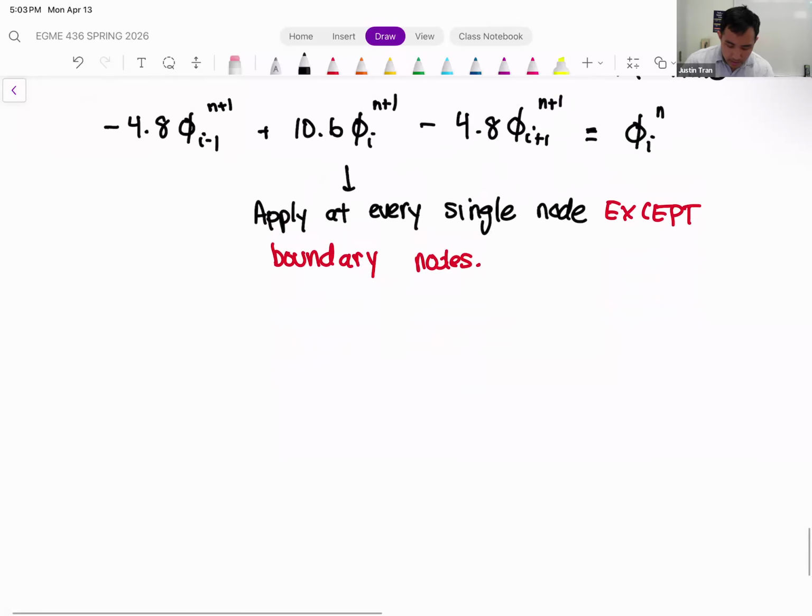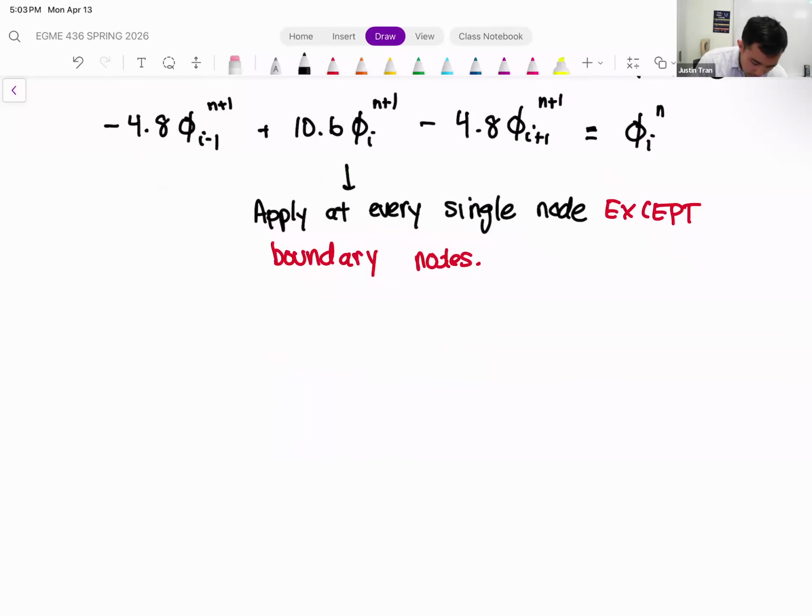Let's go ahead and set it up so we can do that. We're going to have our equation for i equal to 1, i equal to 2, i equal to 3, i equal to 4, and i equal to 5.